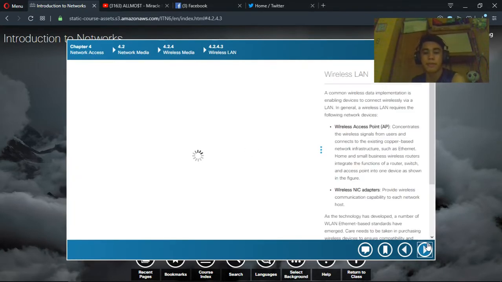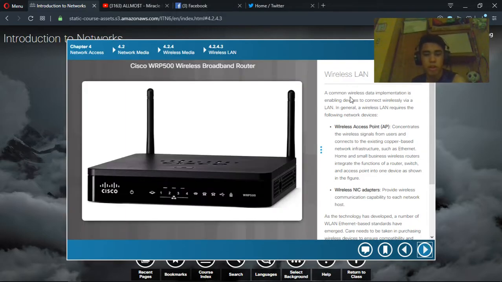Wireless LAN. A common wireless LAN implementation is enabling devices to connect wirelessly via a LAN. A wireless access point, AP, concentrates the wireless signal from users and connects to the existing copper-based network infrastructure such as Ethernet. Home and small business wireless routers integrate the functions of a router, switch, and access point into one device, shown in the figure. Wireless NIC adapters provide wireless communication capability to each host.